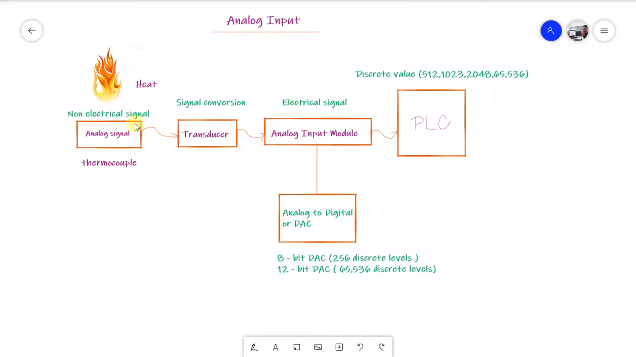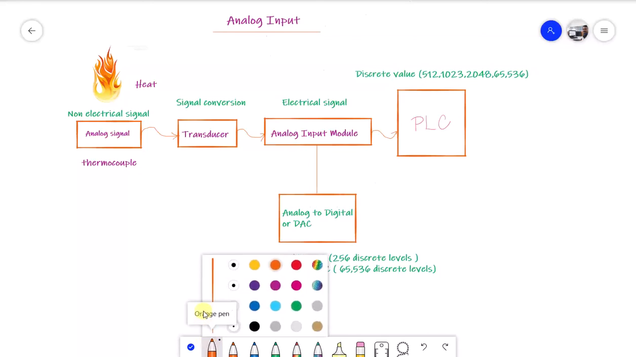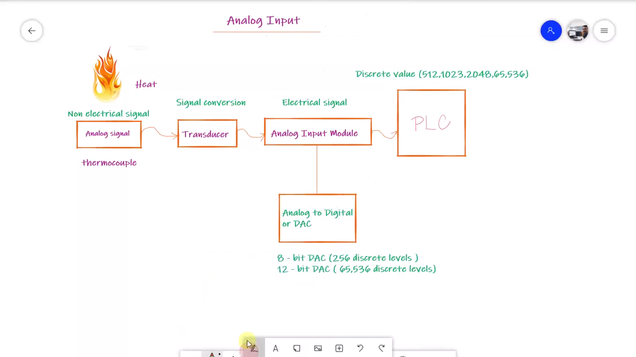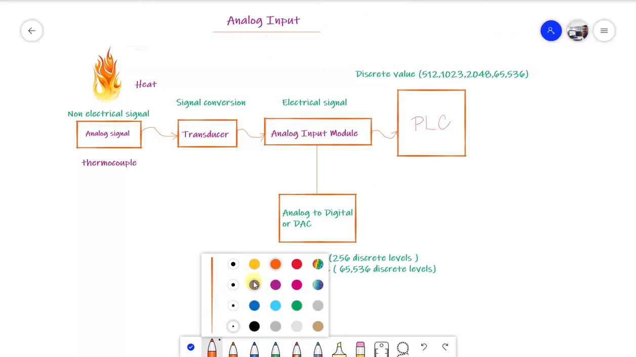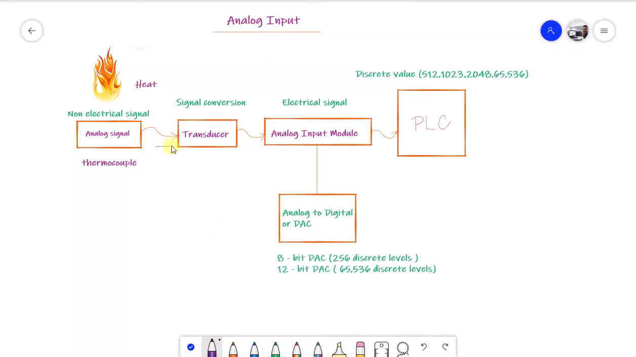To convert this non-electrical signal to electrical, we use sensors or transmitters or a thermocouple. The thermocouple takes the information from the process and converts the heat into some small electrical signal, some microvolt per degree or something like that. This signal we will feed to our transducer.